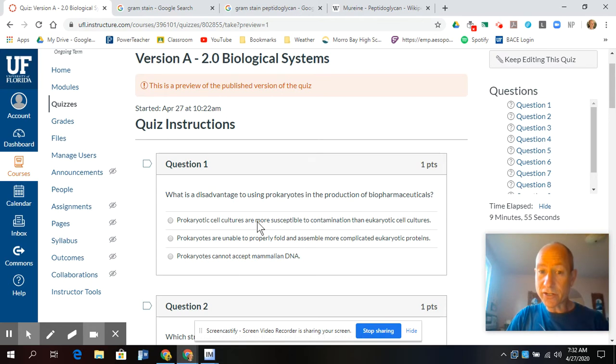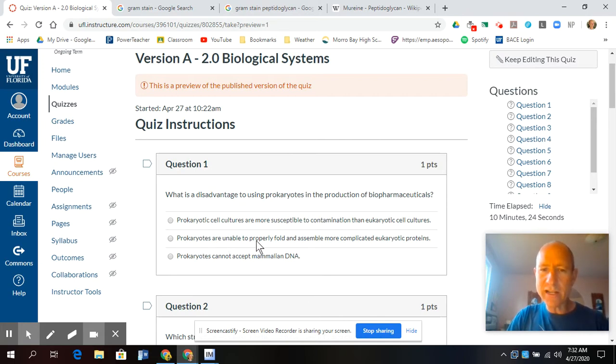So, which is a disadvantage to using prokaryotes in the production of biopharmaceuticals? Prokaryotic cell cultures are more susceptible to contamination than eukaryotic cell cultures. Well, both kinds of cell cultures are actually pretty susceptible to contamination. And eukaryotic cell cultures, that would be growing like, for example, hamster ovary cells or HeLa cells, they're totally susceptible to contamination. That's a crappy possibility.